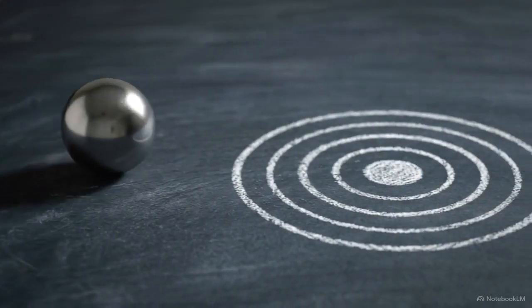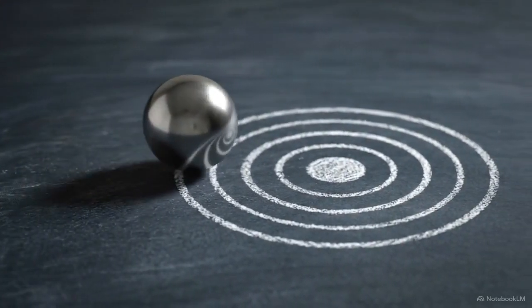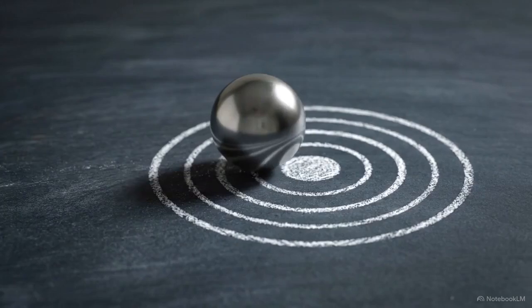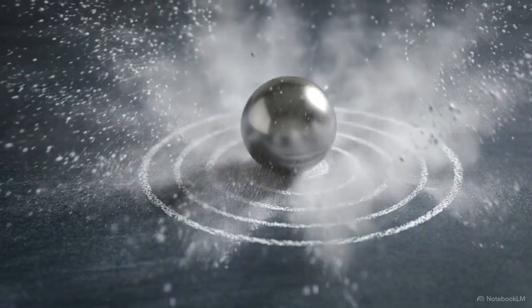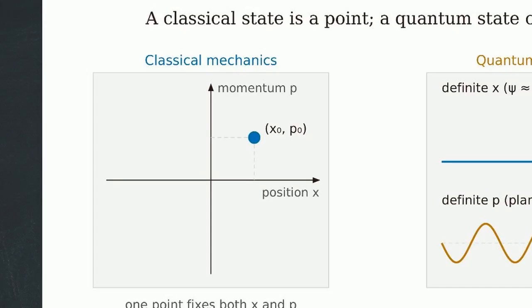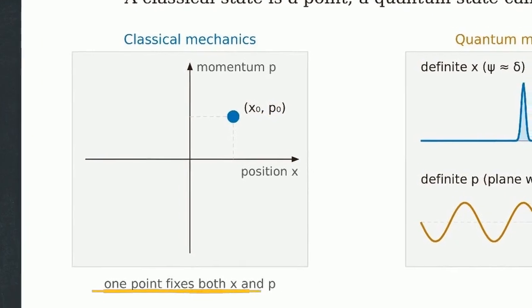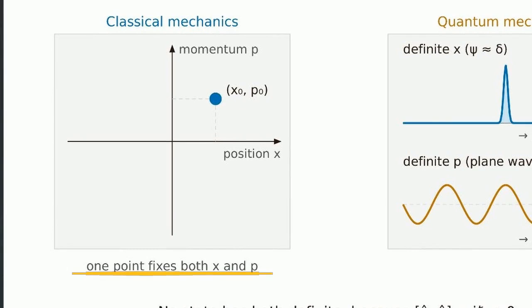In classical mechanics, an object's location and velocity dictate its future with precision. If initial conditions are known, a particle hits its target every time. This reality is mapped as a single point in phase space. The blue dot sits at an exact coordinate, x0, and a matching momentum, p0. That point fixes the object's position and momentum simultaneously. Knowing the point means knowing both properties perfectly.